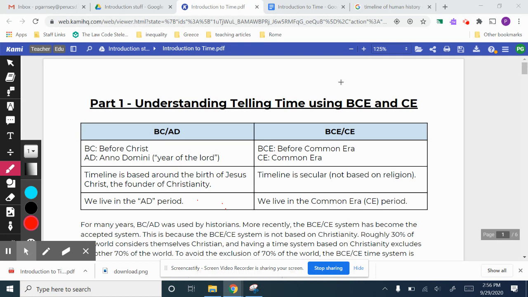All right, today's lesson is understanding and telling time using BCE and CE because I have come to find out that many ninth graders are confused on how to do this. So if you're confused, this lesson's for you. If you think you understand it, this is probably a good refresher.